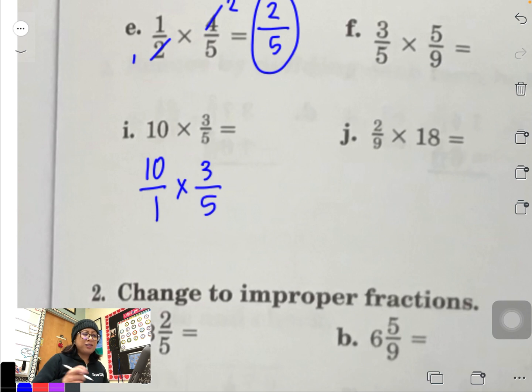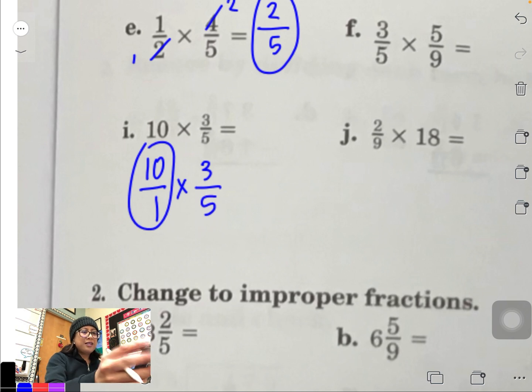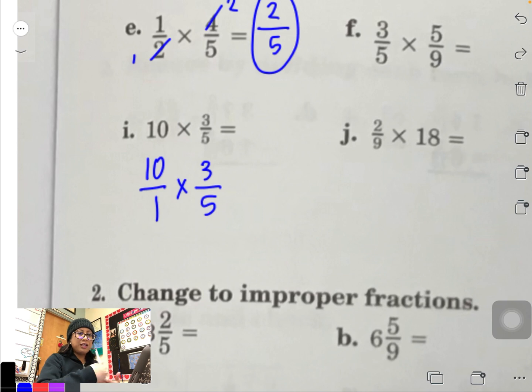cross cancel. Now you're thinking, Mr. Vera, it's an improper fraction. It's okay. In this context, it's okay. Now, if your answer is an improper fraction, like the whole thing at the very end after you solve it, that's when you do casita time. But here you don't have to worry about being an improper fraction.